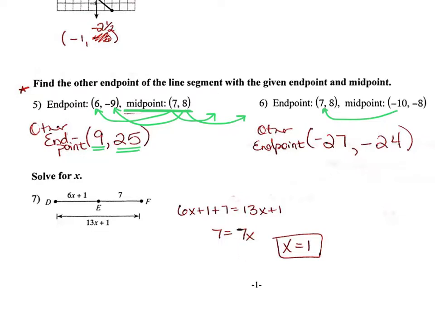It's always really smart to go back and plug that in to make sure that you've done that correctly, because sometimes they won't just ask for x, they're going to ask for other values as well. So if I plug that in, I get 7, 7, and 14. So that actually does work.